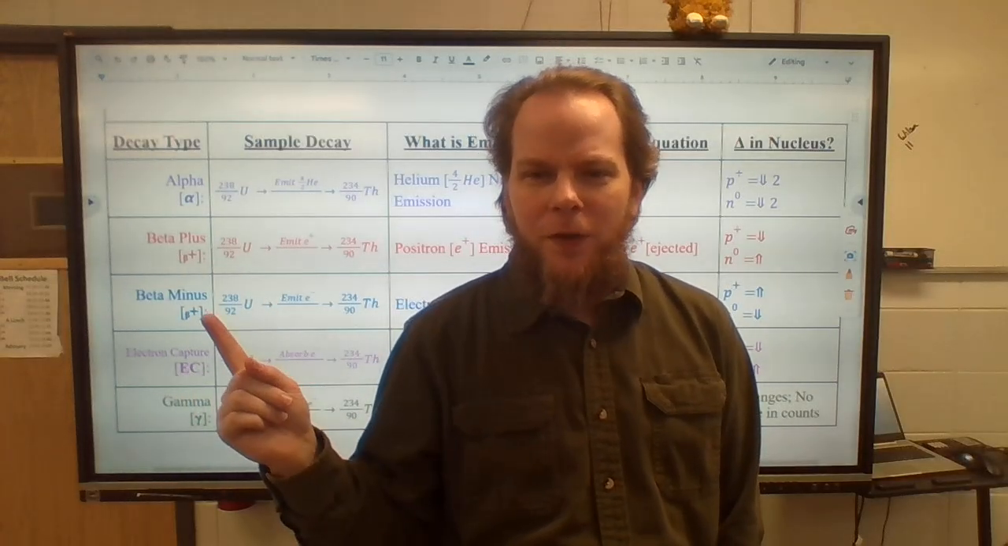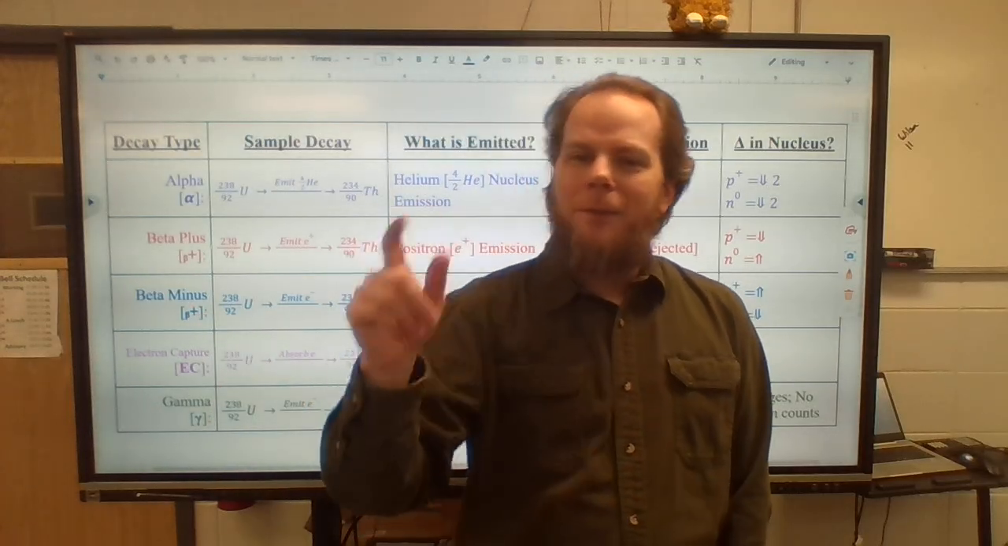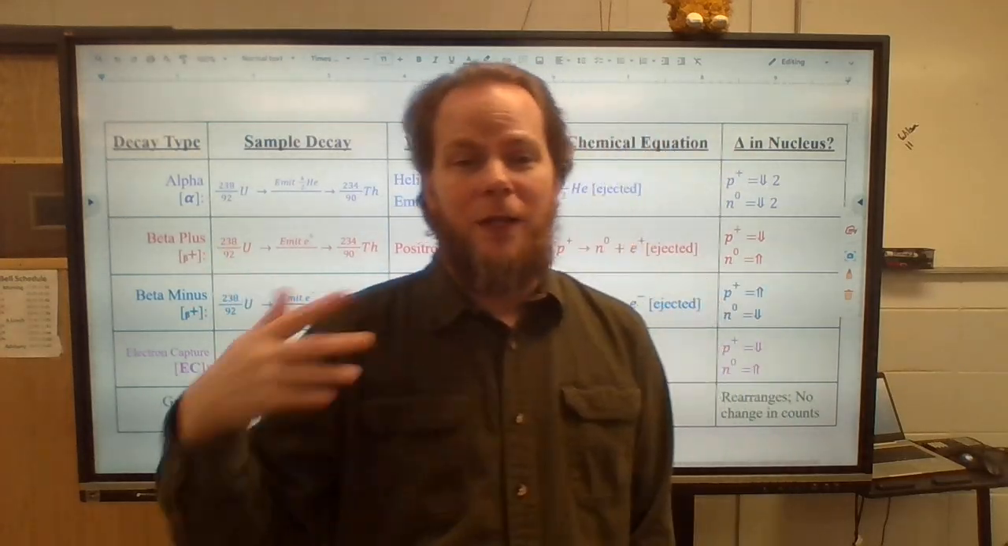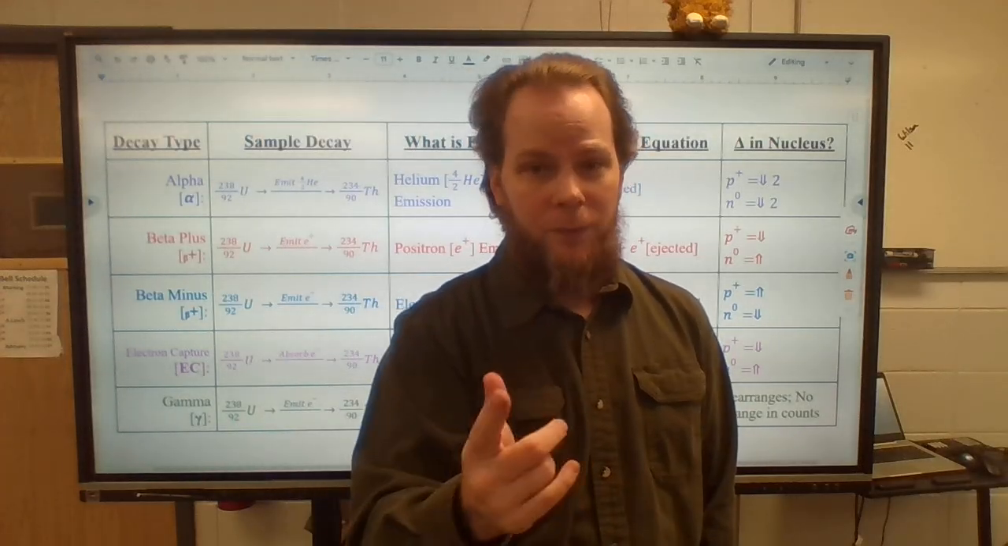And I just realized this says plus. That should say minus right there. I need to fix that. But yeah, a positron is an electron with a positive charge. It's exactly the same in every other way, but its charge is flipped.